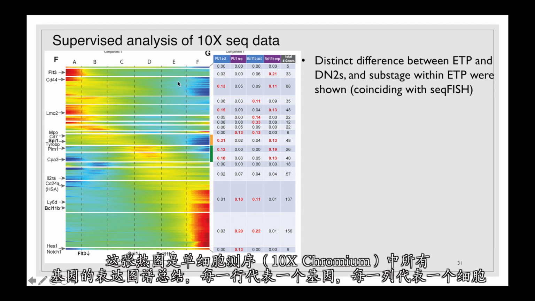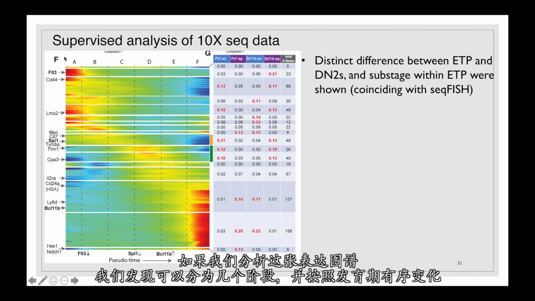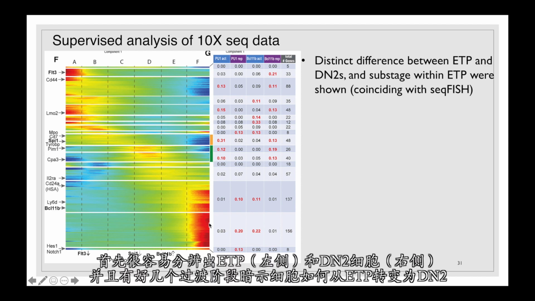Here are all the genes they detected by single cell sequencing. Again, the column means cells and the row means genes. If we look into this gene expression pattern, we can find several stages that follow an order of change. Firstly, it's very easy to identify the group that is ETP and the DN2. They also find several intermediate stages here that may reveal the transition from ETP to DN2 cells.